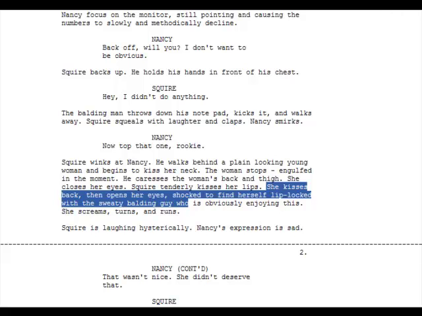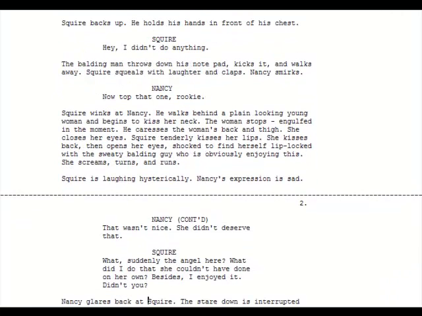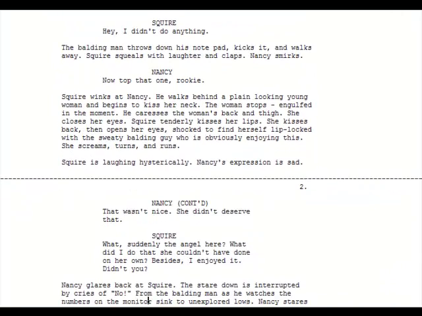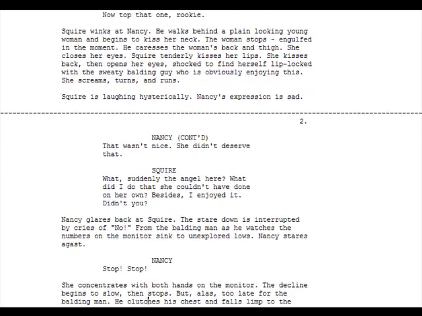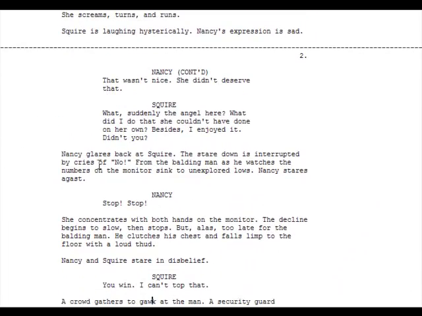Down just a little further, and this isn't much, but Nancy glares at Squire. The stare down is interrupted by cries of "No" from the balding man. So in that case, it's a tiny bit unseen. Let's continue down.